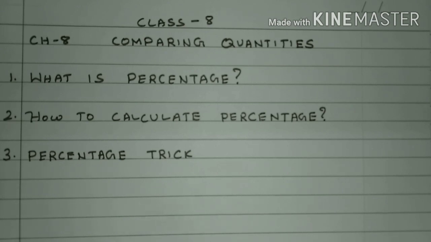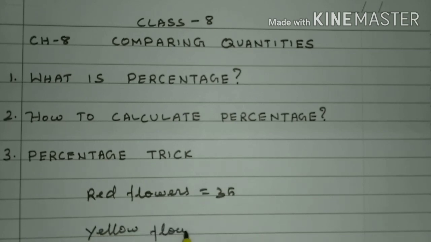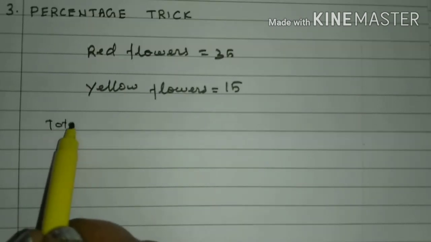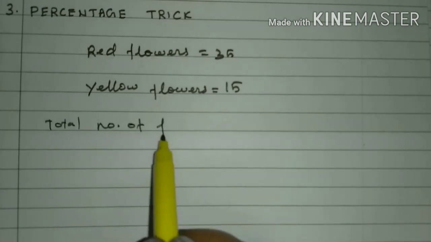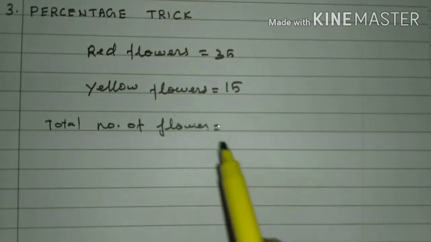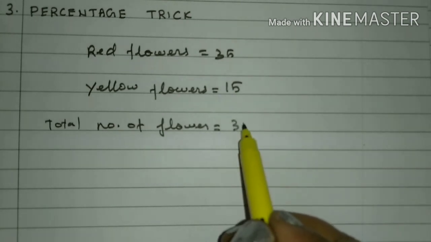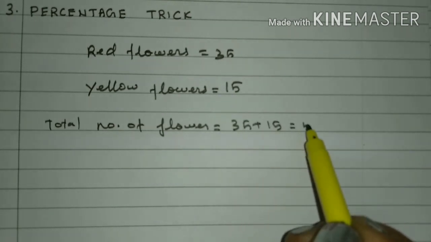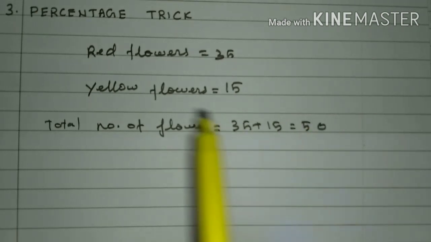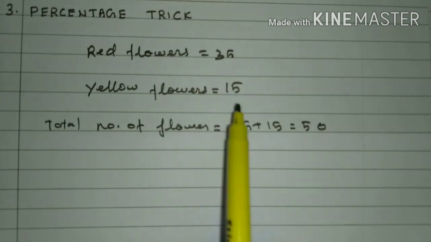In a basket, there are 35 red flowers, and yellow flowers 15. Total number of flowers is equivalent to 35 plus 15, which is 50. Let's find out the percentage of red flowers in that basket.